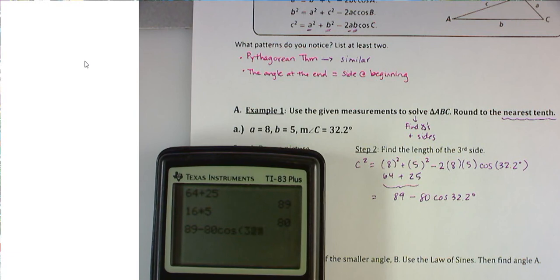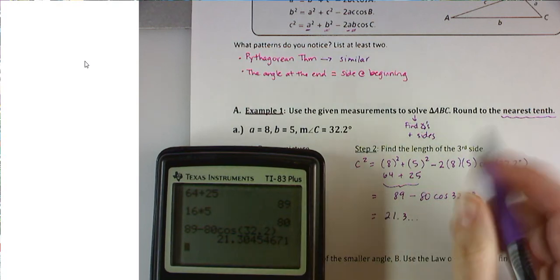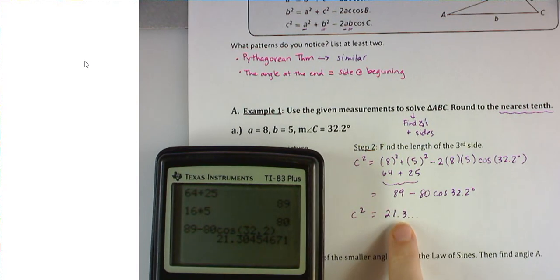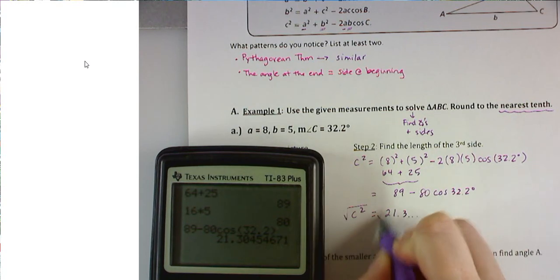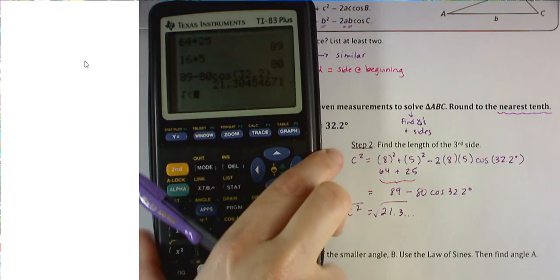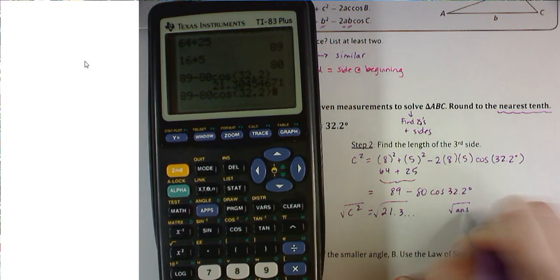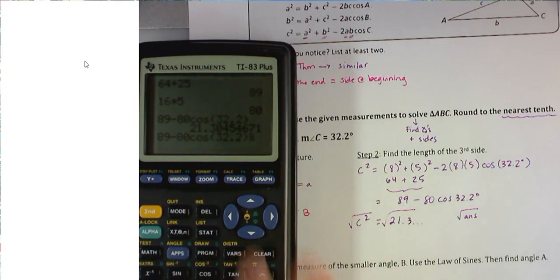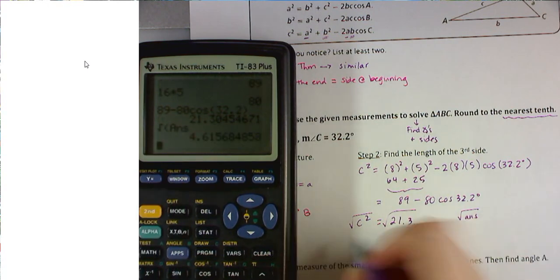This is not going to give you c. This gives you c squared. So do not round it yet. You can see I put the dot, dot, dot. That shows that I did not cut that off. You are taking the square root of the answer. So in your calculator, you do second square root, and then you're going to use your answer key. Okay, so you have to square root the answer. Do not round that. You're only going to round at the end. So second square root, and then second answer. Okay, and that means your c value is about 4.6 when you're rounding to the nearest tenth.